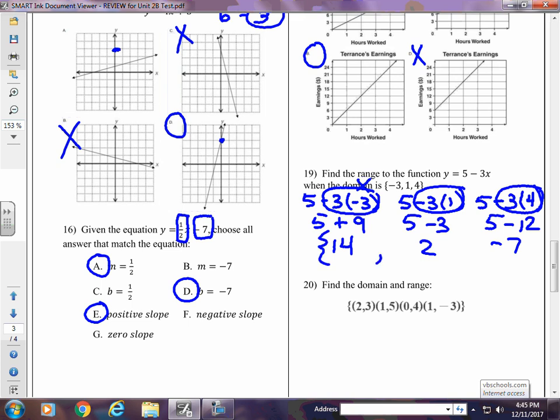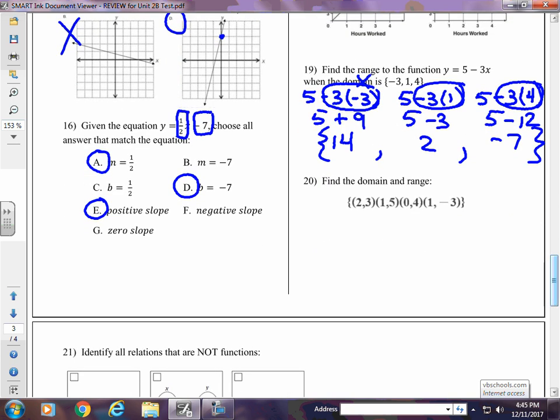So {14, 2, -7}, close your braces, and there's your 3 ranges. Okay, but you had to use the domains that were given.